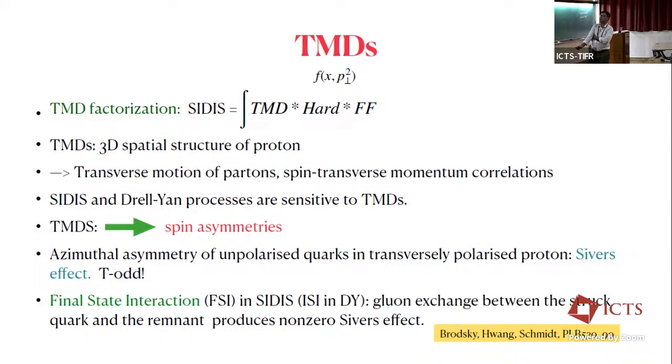One example of this spin asymmetry is the azimuthal asymmetry of unpolarized quarks in a transversely polarized proton, known as the Sivers effect, which is a T-odd function and is difficult to access in experiments. But these effects are actually observed in experiments. The explanation comes from final state interactions, where gluon exchange happens between the struck quark and the remnant of the nucleon.